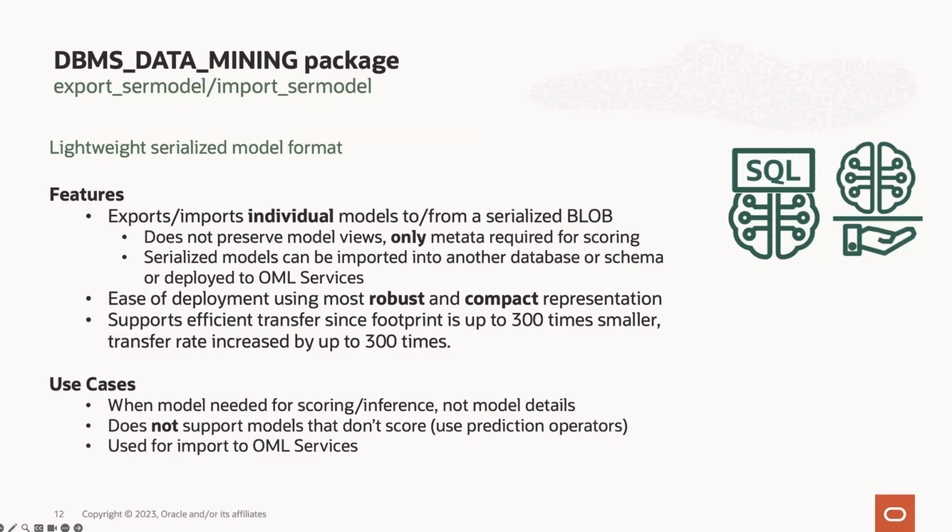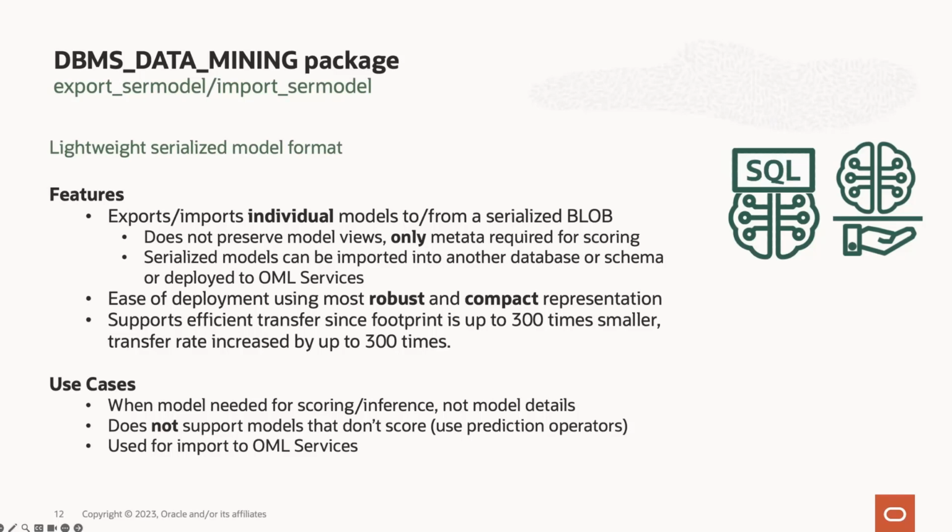So for example, K-means clustering models need the partition names and cluster IDs for scoring. So this information and other model data is then retained to support the scoring. And as a result, the serialized model is more compact, up to 300 times smaller, and transfers about 300 times faster to the target environment than dump files produced by export model. So use export model in scenarios when the model details are desirable, and then export SIR model when they are not needed, such as for scoring.